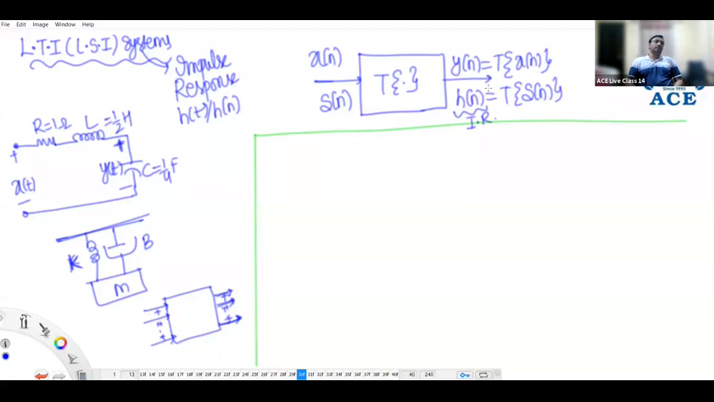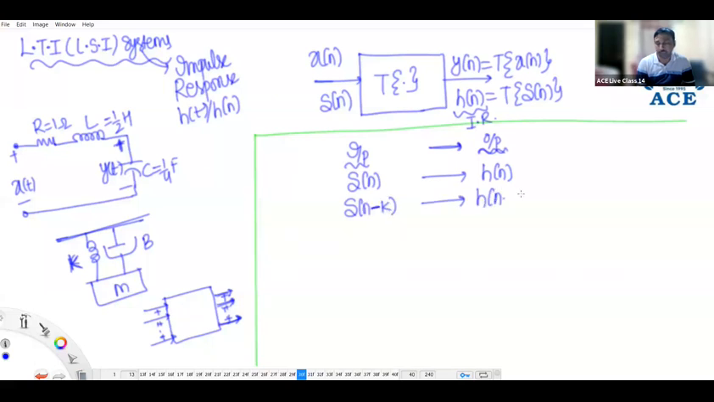But we have to check why an LTI system is named only by the impulse response. Why are we not calling it the step response or ramp response? That reason we are checking now. Listen very carefully. Del n is the input means output is h of n. Del of n minus k means output is h of n minus k, the time invariance condition. x of k multiplied by del of n minus k means output is also multiplied by x of k. That is, of course, our scaling principle.